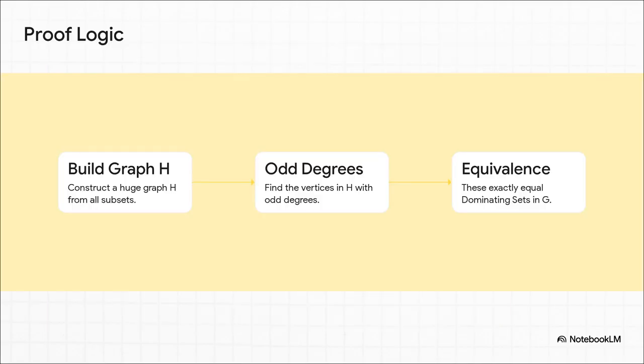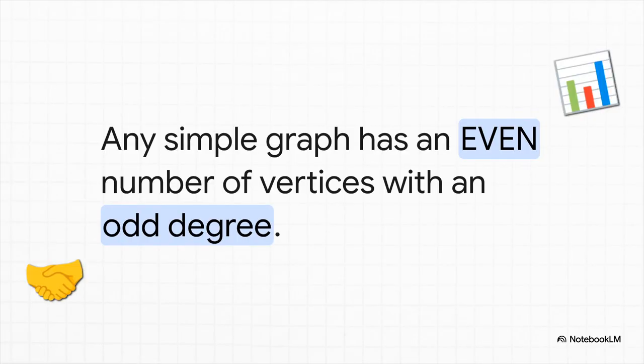The mathematical proof maps this out so beautifully. It calculates the neighbors of these subsets and uses powers of 2 to demonstrate this flawless equivalence. It shows that a subset is a dominating set in our original graph if, and literally only if, it has an odd degree, meaning an odd number of neighbors, over in our giant supergraph H. But wait a second. Do you remember the handshake lemma from back in Lecture 2? That lemma explicitly, mathematically proves that any simple graph, and yes, that includes our giant supergraph H, absolutely must have an even number of odd degree vertices.